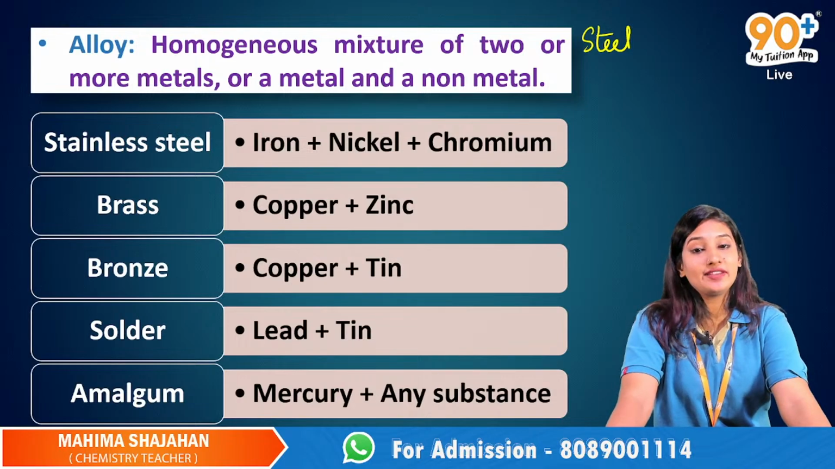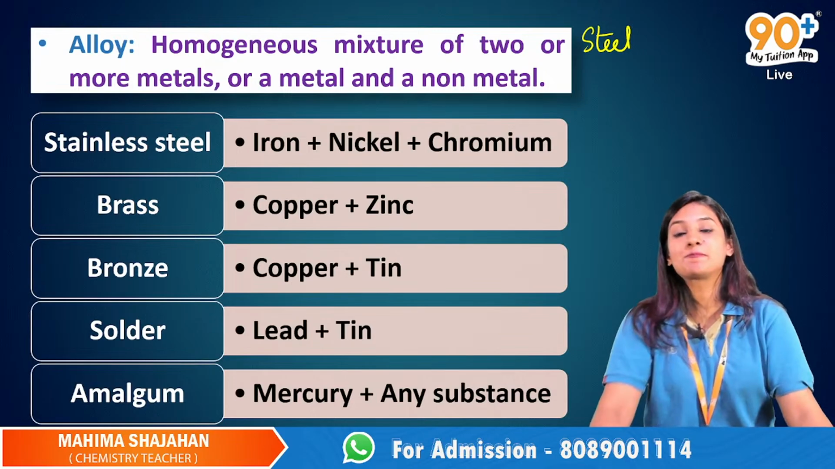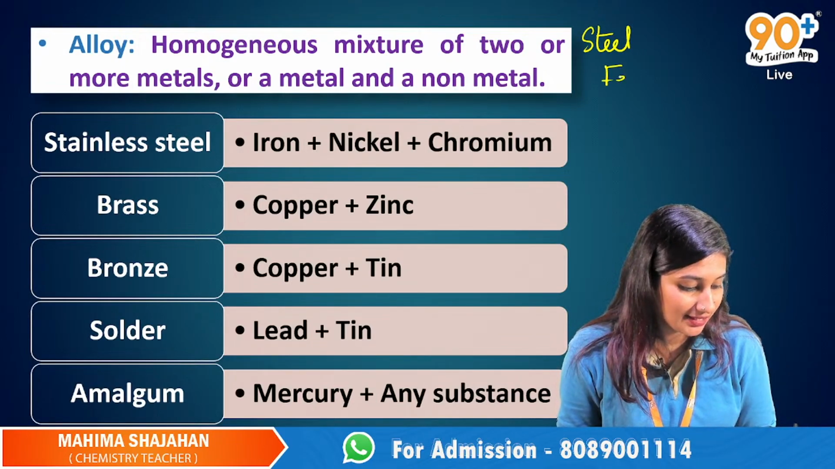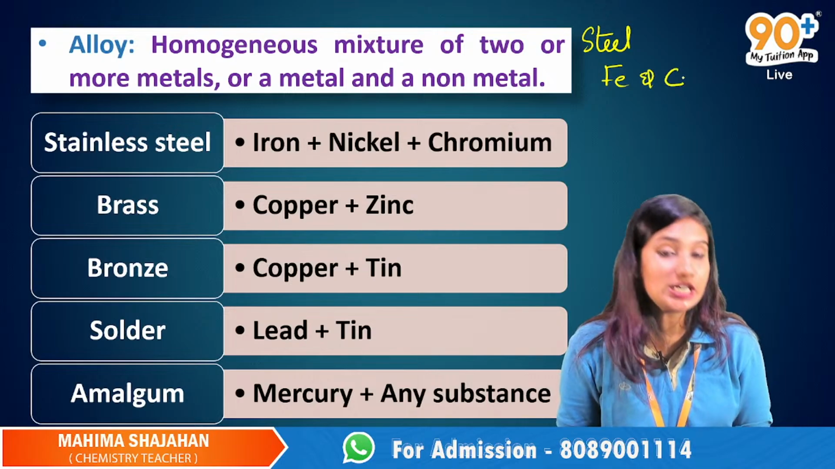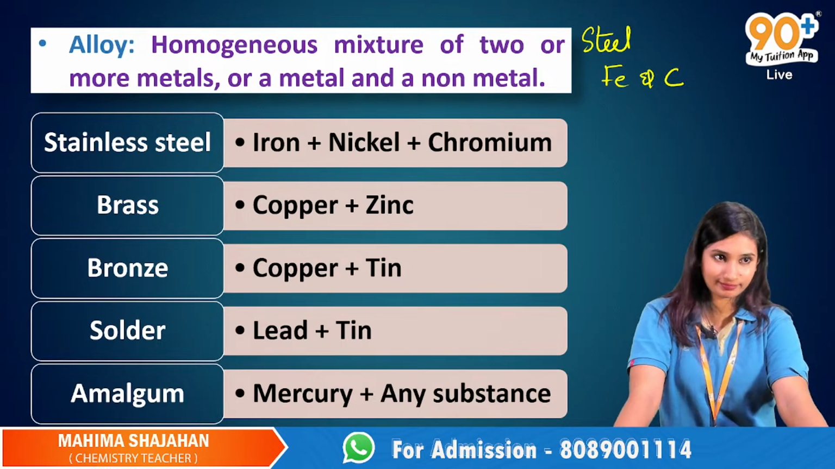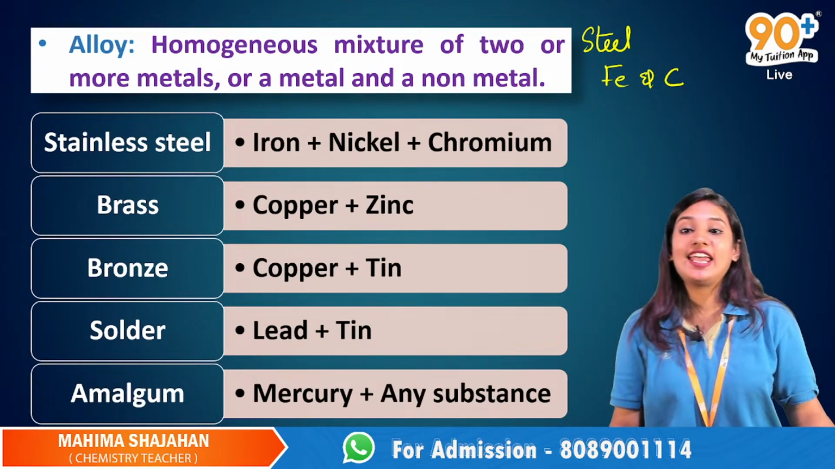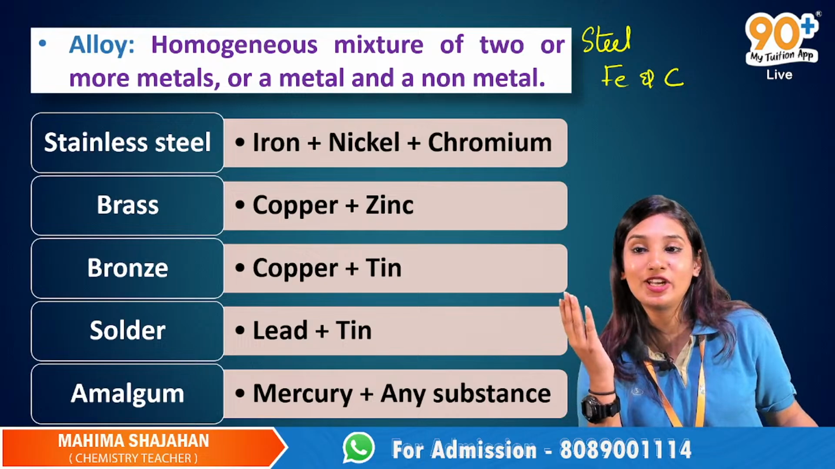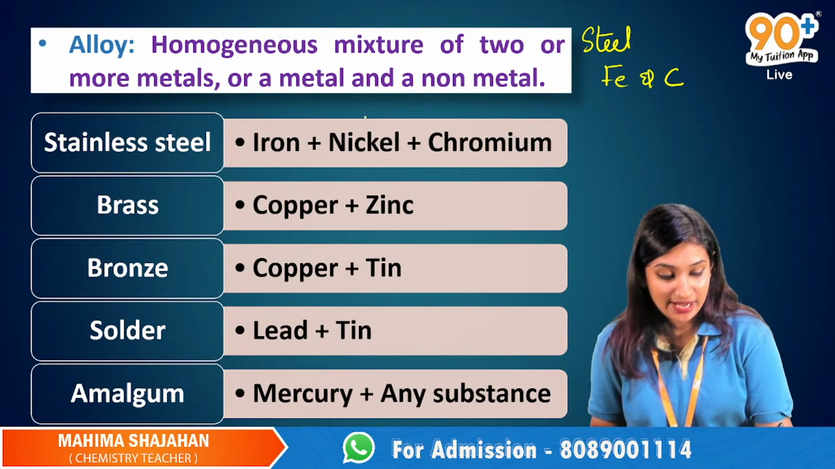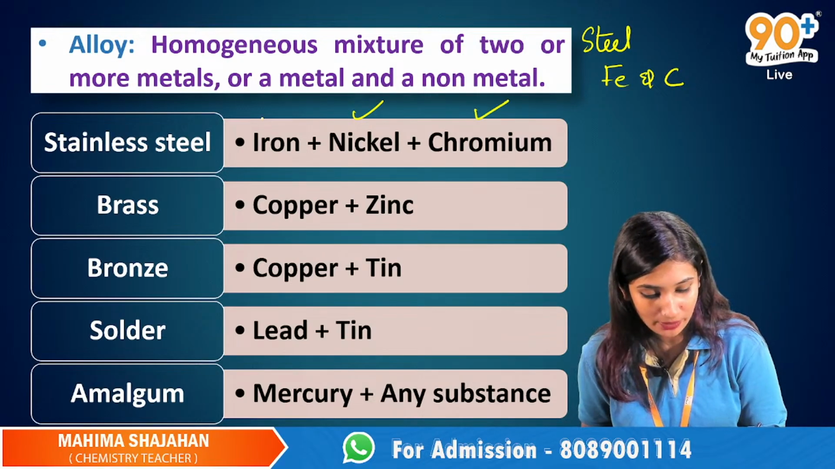Mostly we do galvanization for steel and iron. Now steel is an alloy of iron and carbon. What about stainless steel? Stainless steel is an alloy. It is a mixture of iron, nickel and chromium.